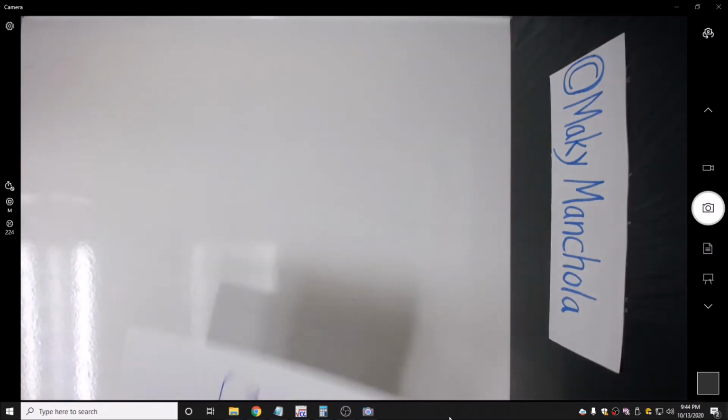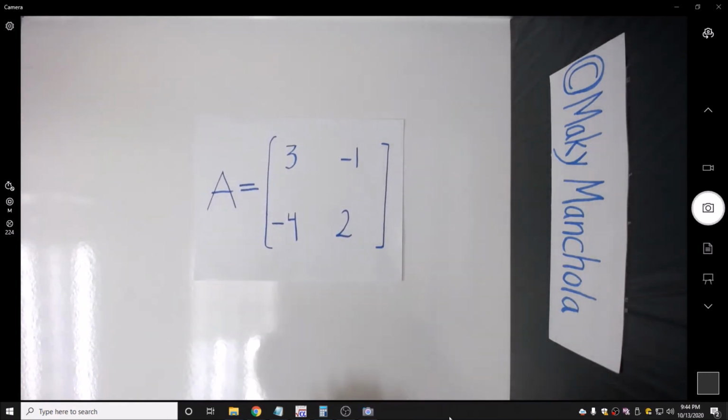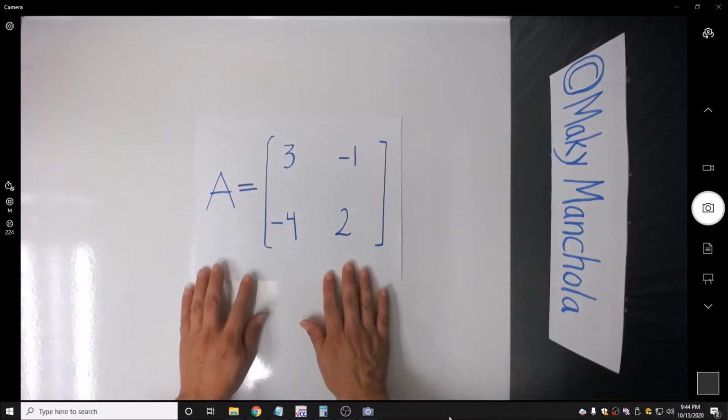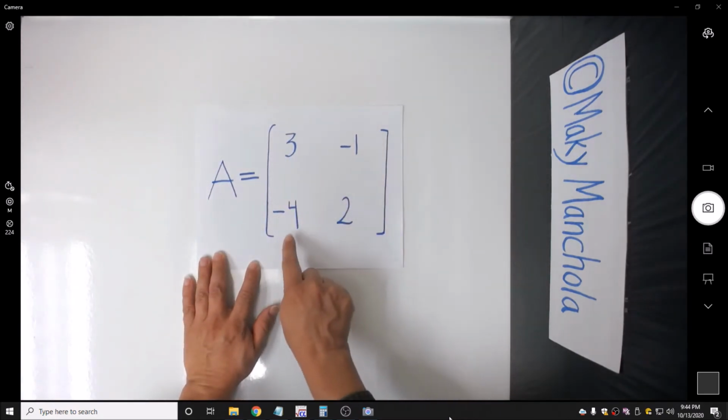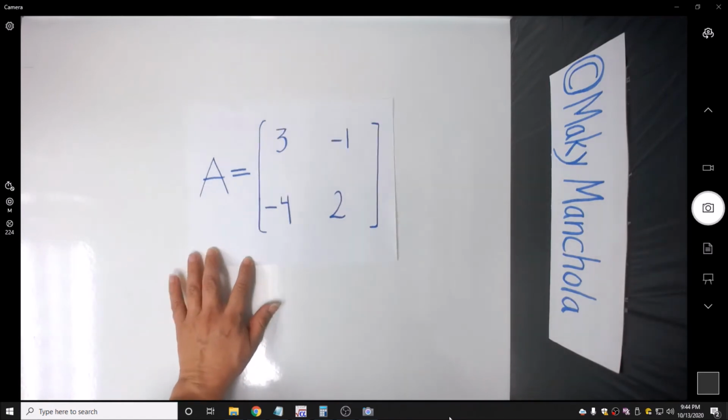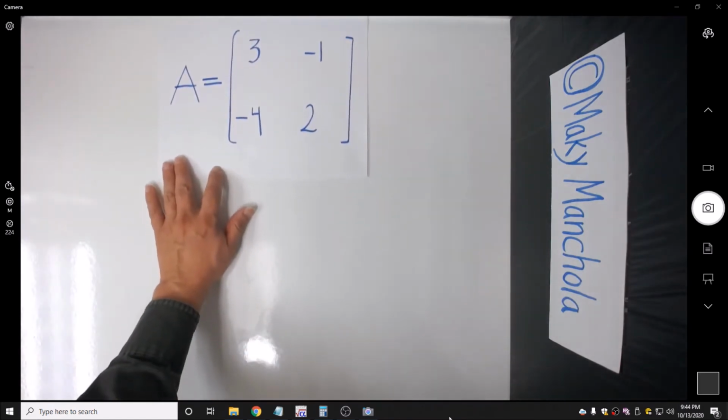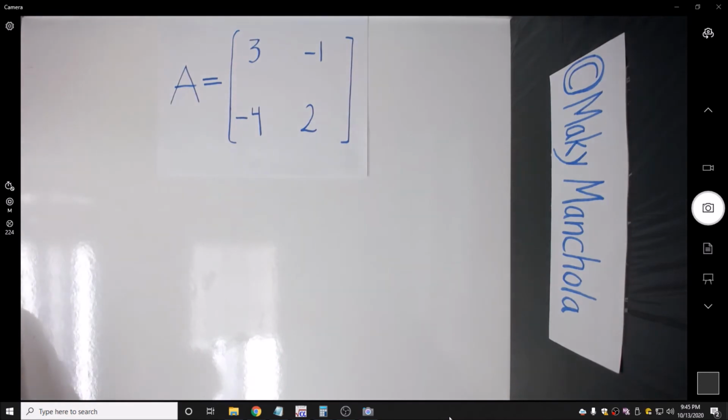Here we have a 2 by 2 matrix. A equals 3, -1 in the first row, -4, 2 in the second row. Let's find the inverse of A. Our hypothesis is that A is invertible.